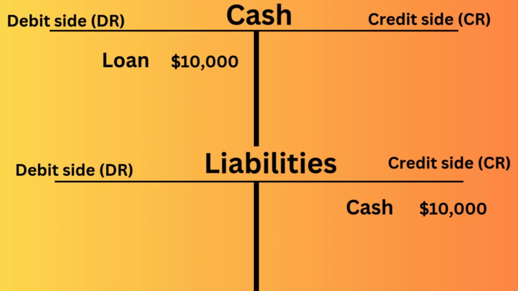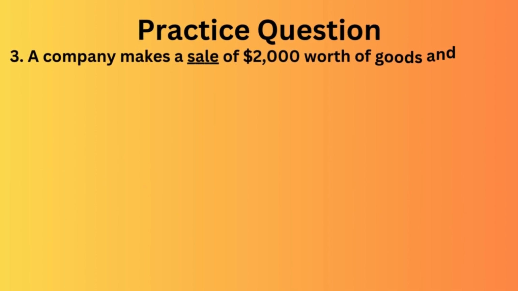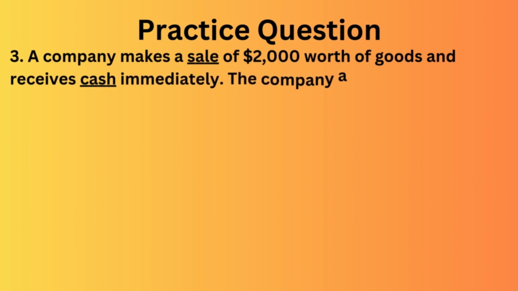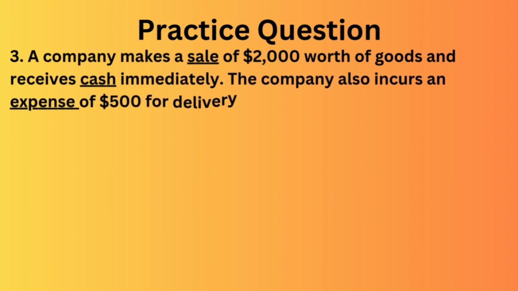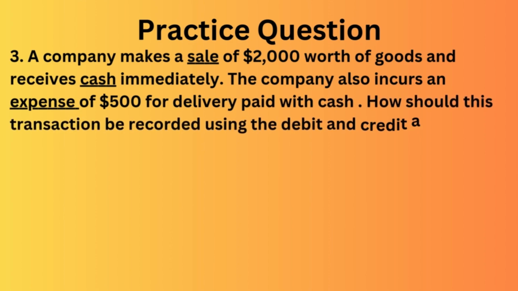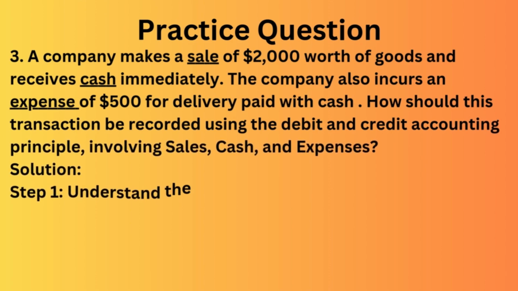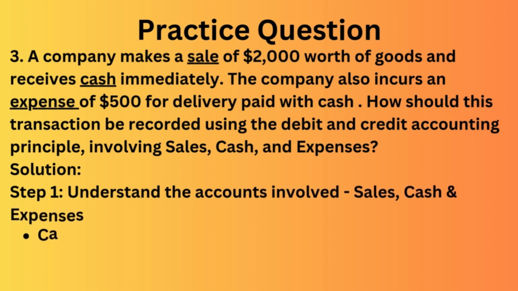Now, this is a summary of what the T account will look like with the transactions posted. Now, let's move along to the third question. A company makes a sale of $2,000 worth of goods and receives cash immediately. The company also incurs an expense of $500 for delivery paid with cash. How should this transaction be recorded?